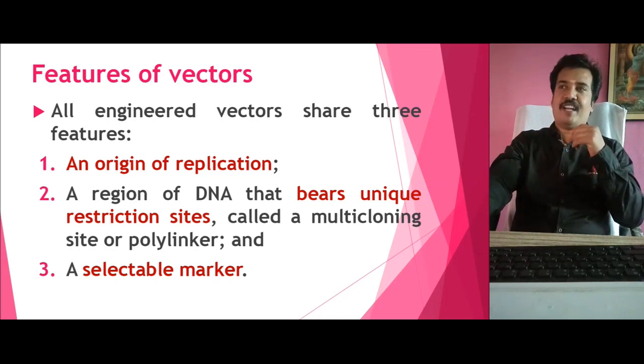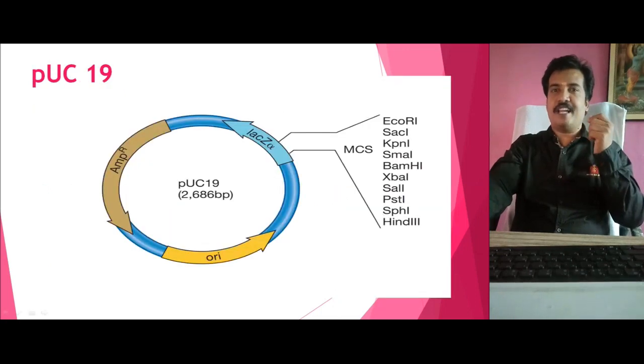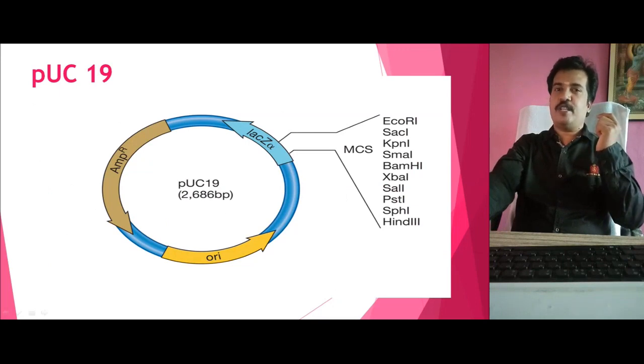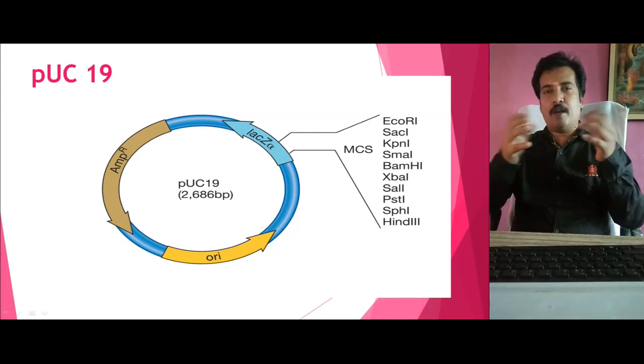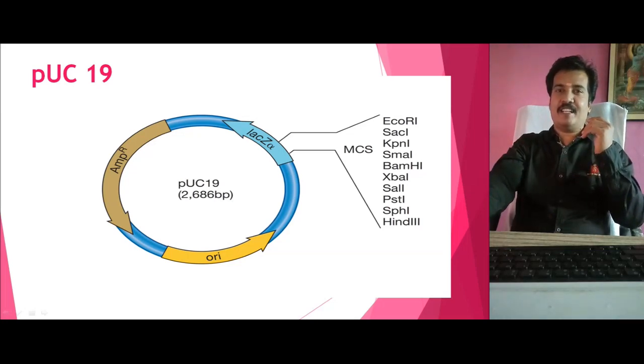These three factors can be easily identified in a picture. As you can see in pUC19, one of the plasmid vectors, it carries an ORI. Second, it carries an ampicillin resistant region, and third, it carries a multiple cloning site in the lacZ gene. This we will study elaborately when I discuss the pUC19 vector in depth.